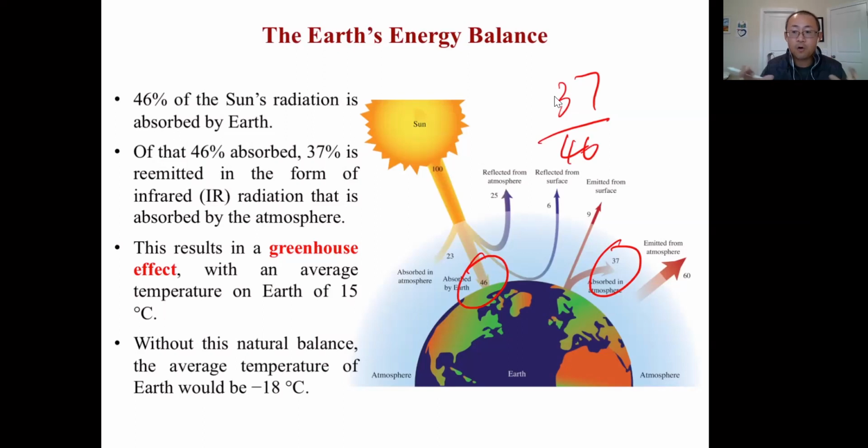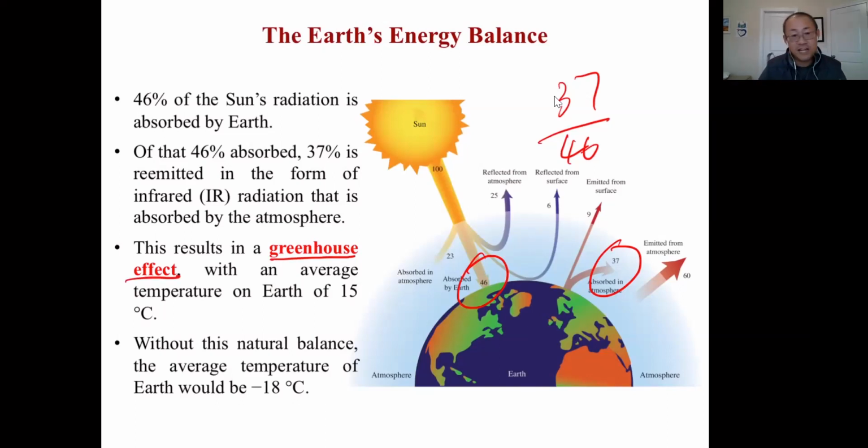That is why our planet Earth can be maintained at an average temperature of 15 degrees Celsius. Okay, at a warm, habitable temperature. And that trapping of heat in the form of IR by the atmosphere is called the greenhouse effect.